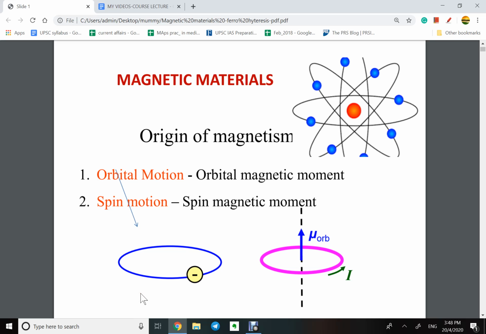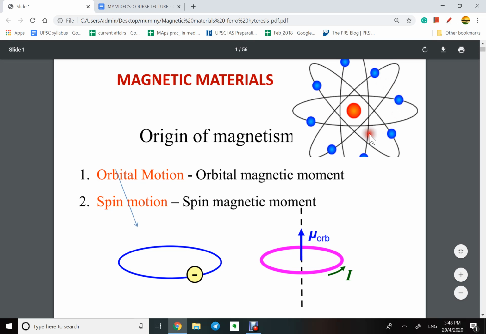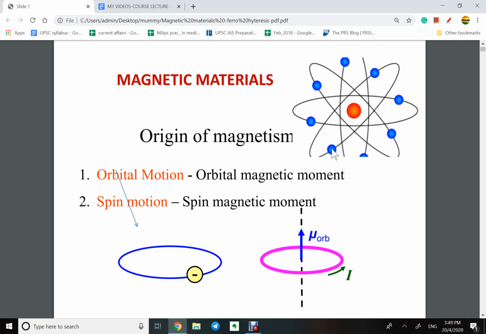Today we will learn about magnetic materials. Materials are made up of a number of atoms which are arranged in a regular periodic fashion. If you take an atom, it consists of a nucleus and the electrons are revolving around the nucleus in various orbits. This is the atomic structure shown here.